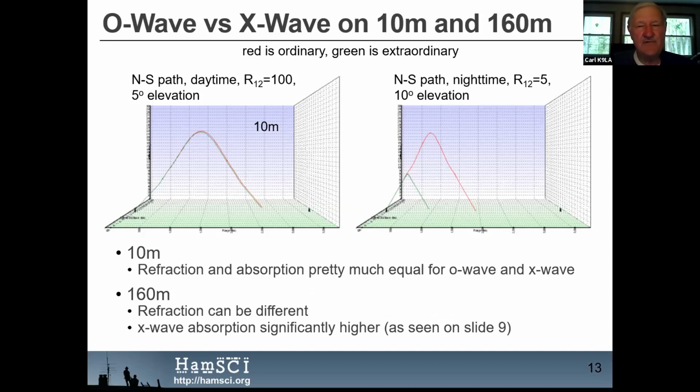But then when we move down to 160 meters, which is close to the electron gyro frequency, refraction can be significantly different, and it shows. The red is the ordinary wave, green is the extraordinary wave. And the absorption is significantly higher for the X wave, and that was seen on slide 9. Again, that's due to 160 meters being close to the electron gyro frequency, which is the frequency at which those free electrons spiral about magnetic field lines. Pretty interesting stuff.